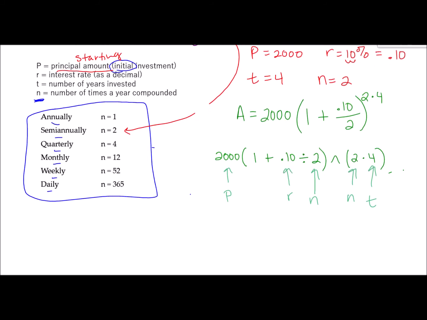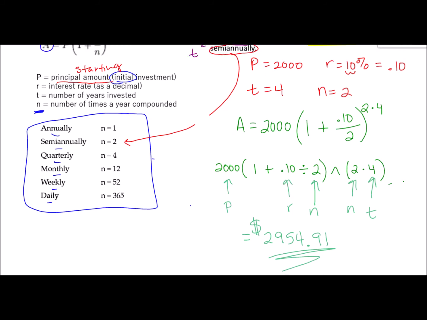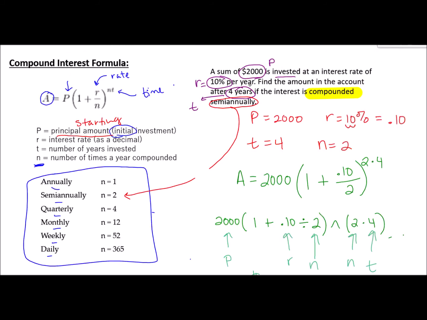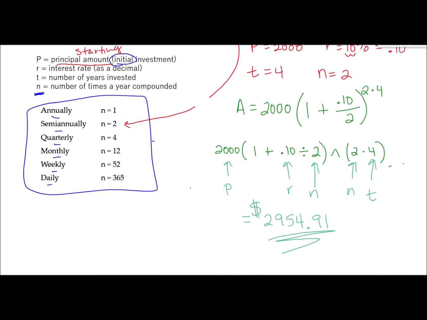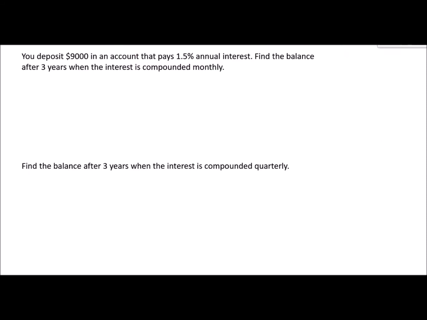Okay, so once we calculate that, plugging it in, I get that it's 2,954.91. Now that's money, so we want that decimal place. So this problem, they invested $2,000 for 4 years at that rate, compounded semi-annually. That's how much money they have in the account afterwards. All about plugging those numbers in.